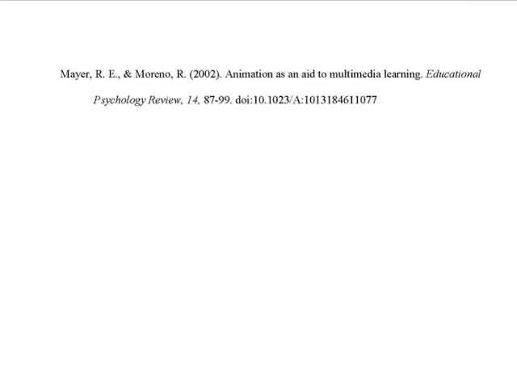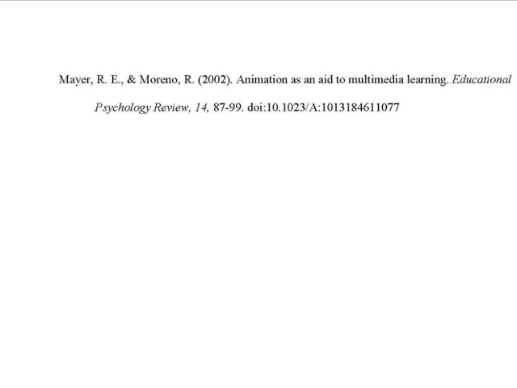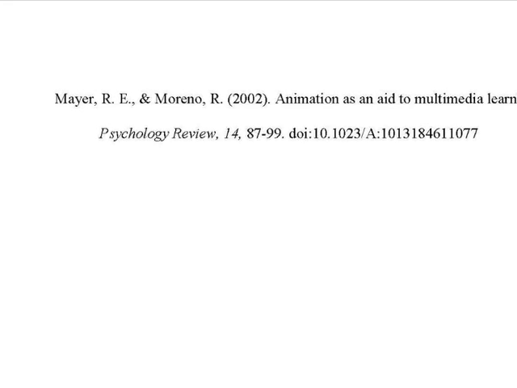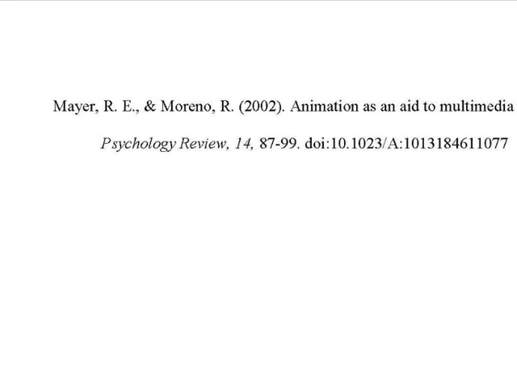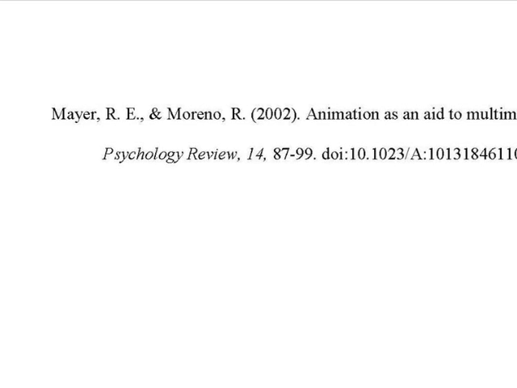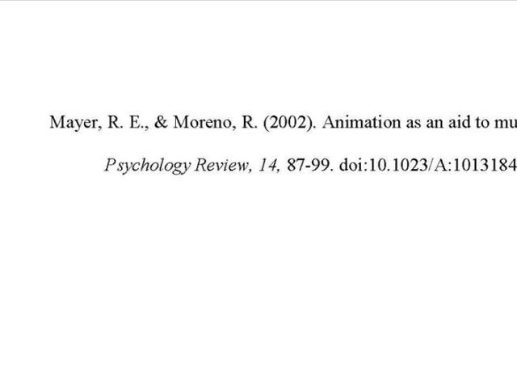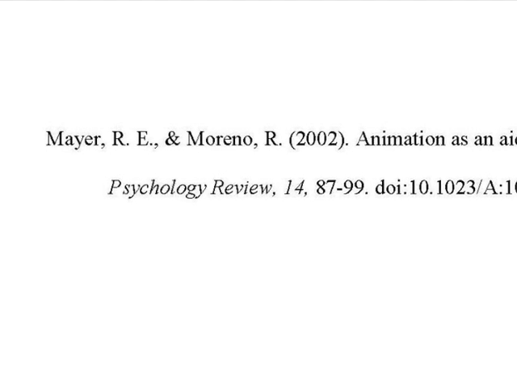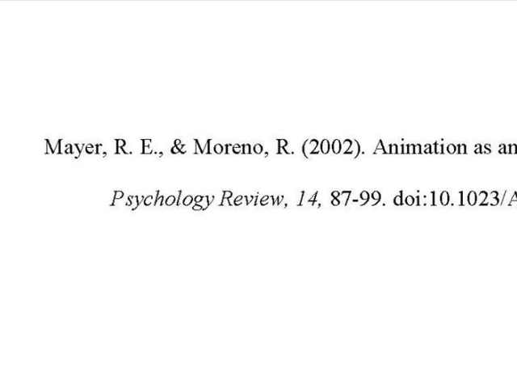And this is what the author element looks like for a two-author reference item. Notice that there's a space between the initials of the first author, and notice the comma before the ampersand. That's the technical term for the and symbol. After the last author, initial, and period, put a space, then open parentheses, the year of publication, close parentheses, and period.